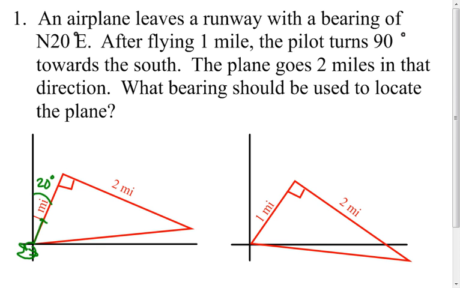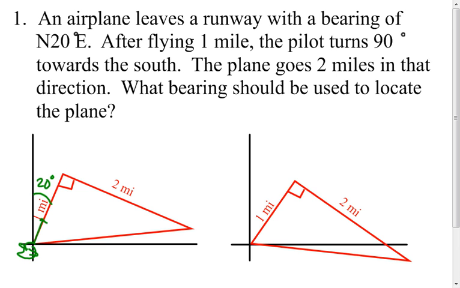After they fly 1 mile, they turn 90 degrees towards the south, and they go 2 miles in that direction. And what bearing should be used to locate the plane? Here's the problem. When you draw your picture, you don't really know how to draw it. So some of you might have drawn it like the left-hand picture, and some of you might have drawn it with the right-hand picture. Okay?